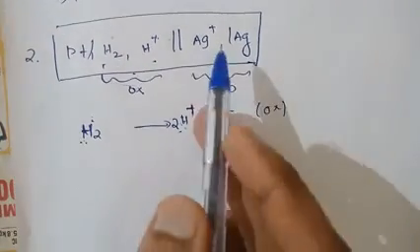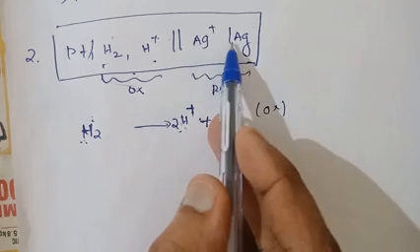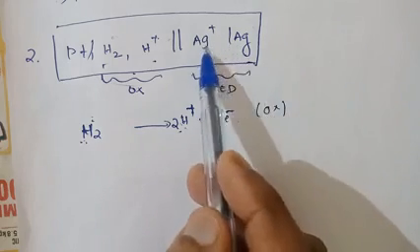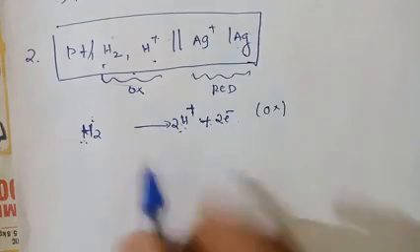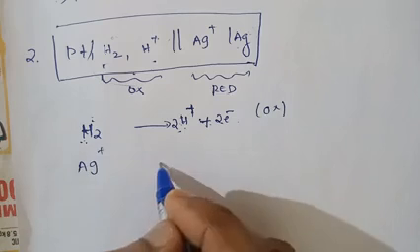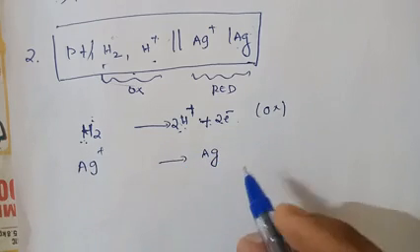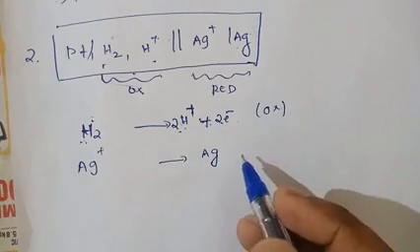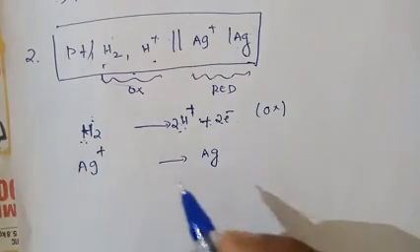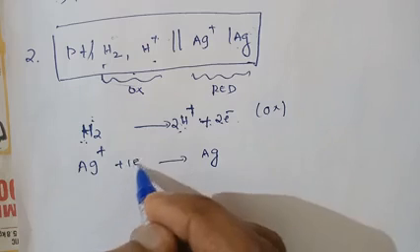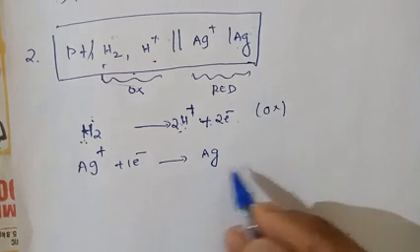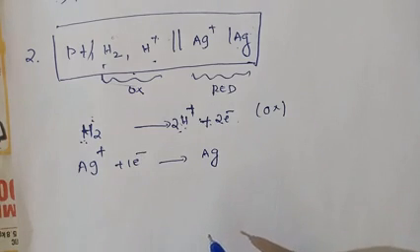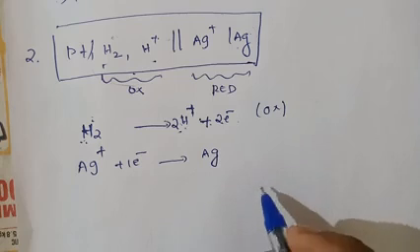Now, which is the cathodic part? Ag plus and Ag. How can I write? Here, reduction takes place. Reduction means plus 1 should be converted into 0. So I can write Ag plus gives Ag. This is the reduction part. So is it balanced? It's not balanced. Here how many electrons should be added? 1 electron should be added. So I will get Ag. Clear?